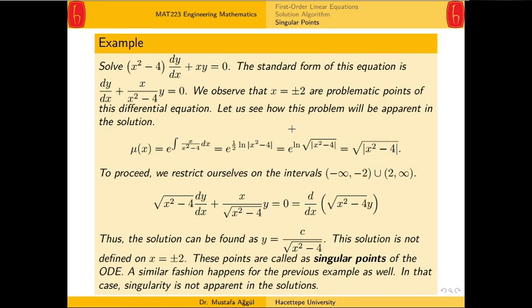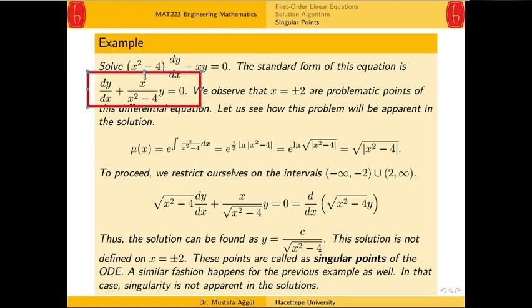Okay, singular points. Let's see this process on an example. If you solve (x squared minus 4) dy/dx plus (x plus 2) x y is equal to 0, the standard form of this equation will be this one.